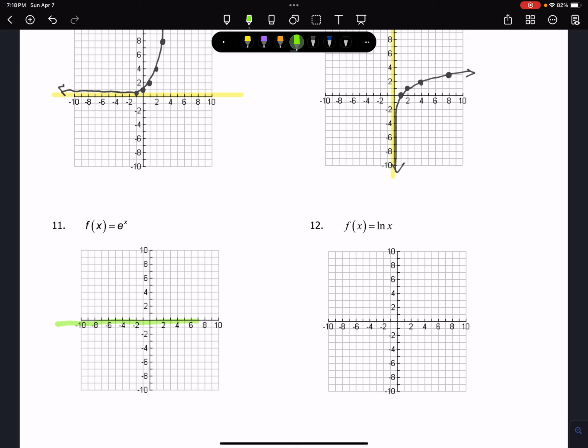The natural exponential function has a horizontal asymptote, just like the exponential function does. It just has a different base, so it's going to look very, very similar to number 9, but it has a base of 2.718-ish raised to the x power. Let's make that look like the x that it's supposed to be there, raised to the x power.